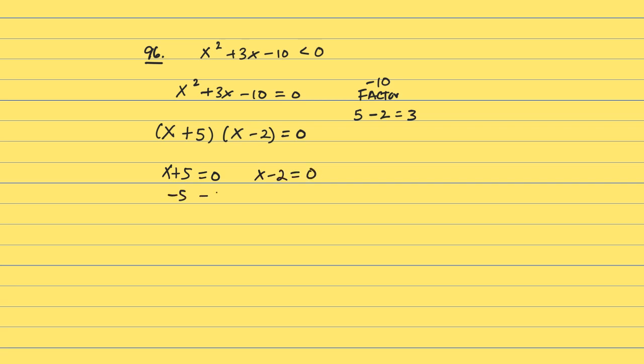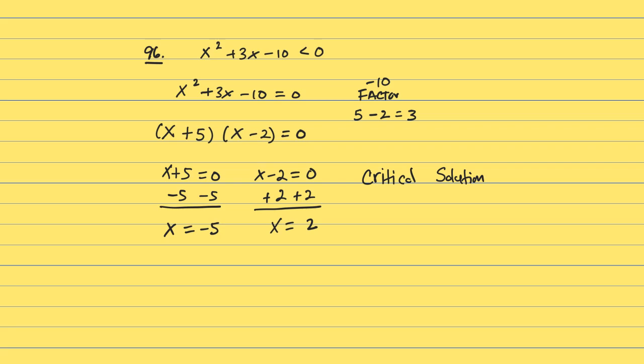You subtract 5 from both sides, so you have x equals negative 5. That's our first critical value. The next one: you add 2, so you have x equals 2. So once again, these are called the critical values, and they're going to help us to find the solution for this quadratic inequality.